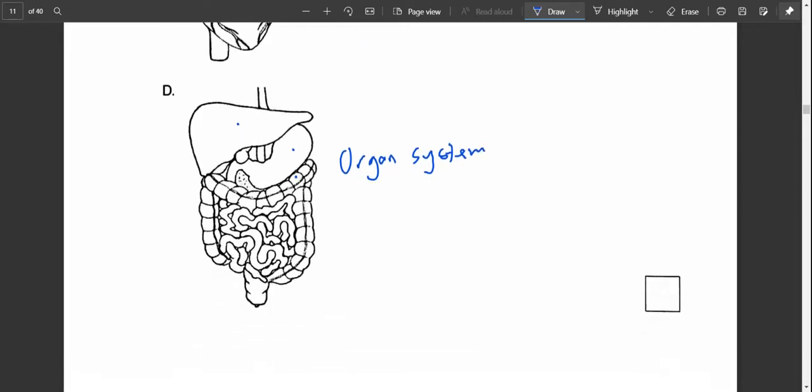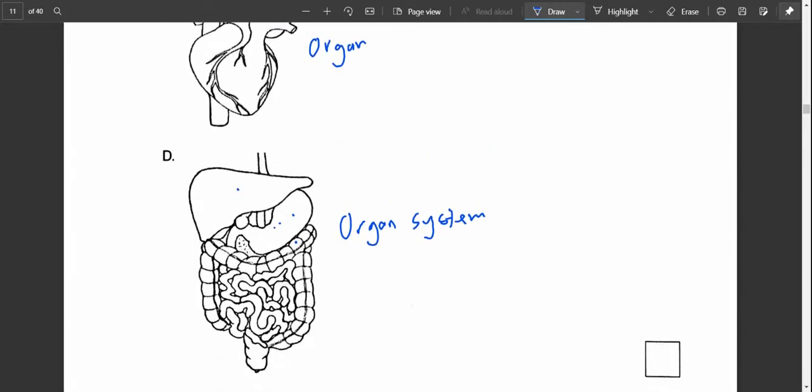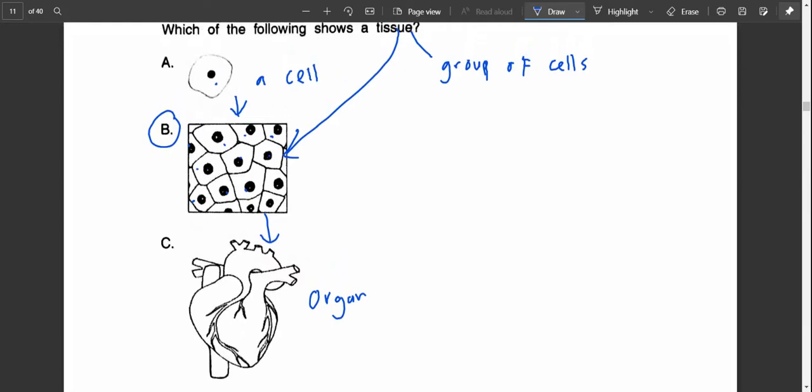This one is the digestive system because you have your stomach and intestine. You also have your breathing system. You also have your circulatory system, for example the heart there with blood vessels and so on. And therefore the answer for this question is B.